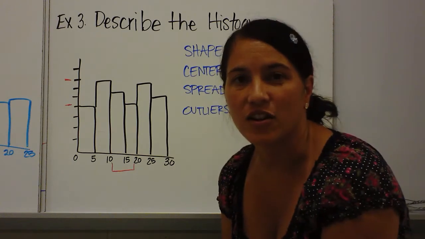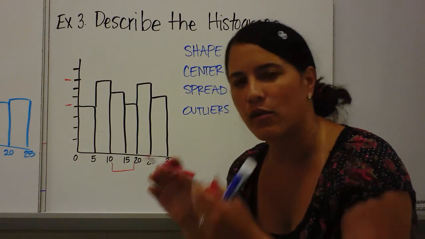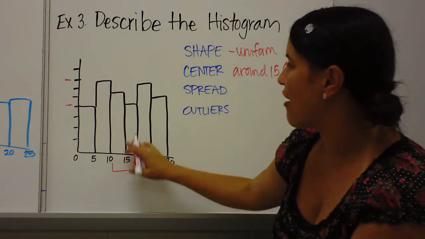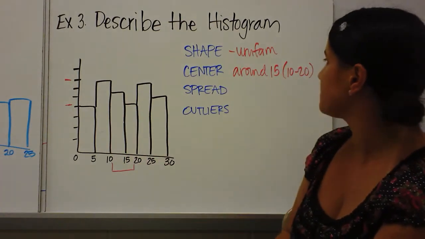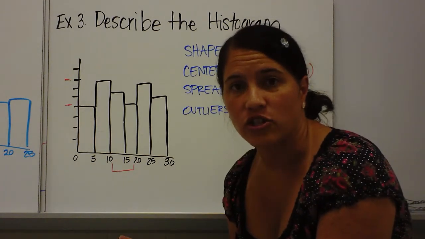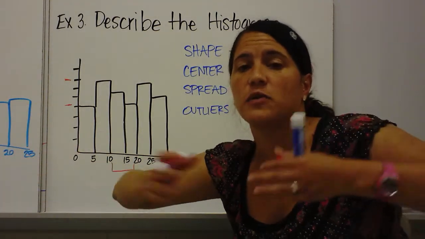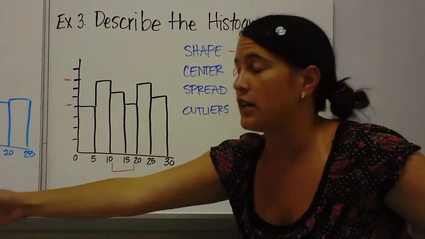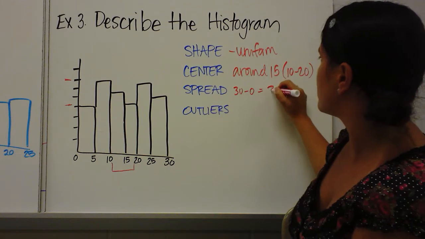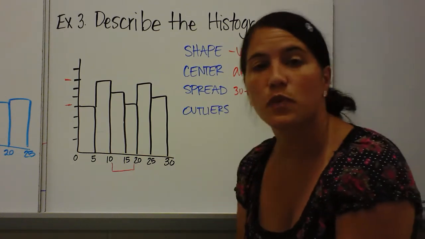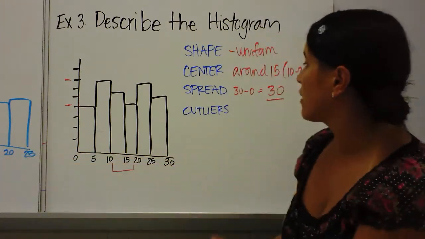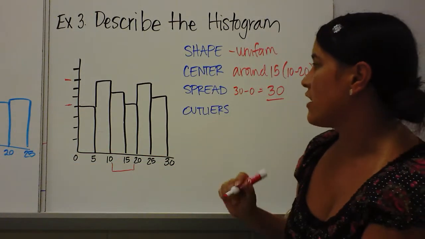Again, when you want to find the center, you're just going to eyeball it. You're going to go, okay, about where is the center of that graph, of that data? So it's about 15, somewhere between there. The spread is like asking what the range is. How far does this data spread out? How spread out is this data? So to find the spread, you find the range. 30 minus 0 is 30. So the spread is 30 values long.